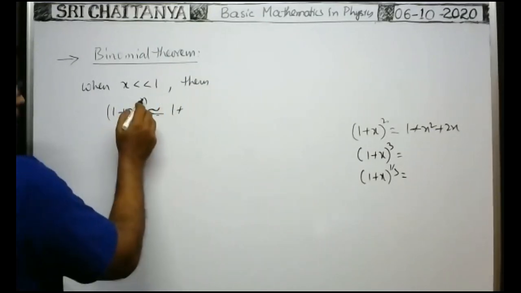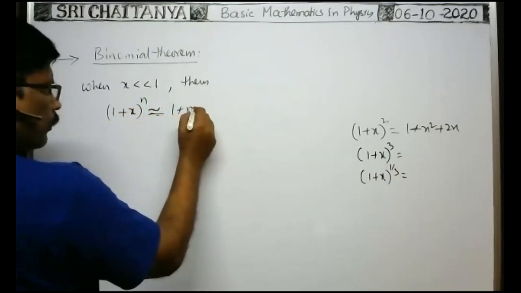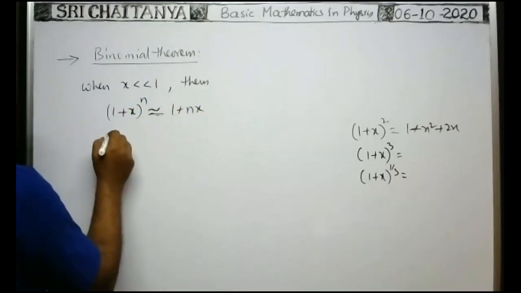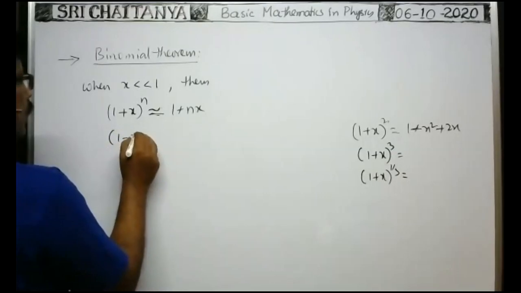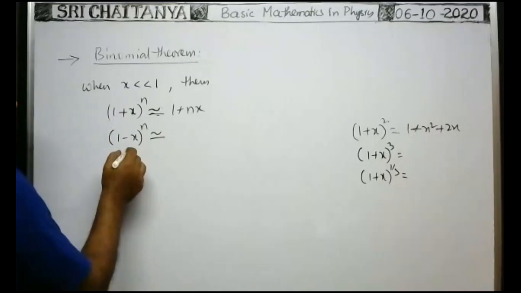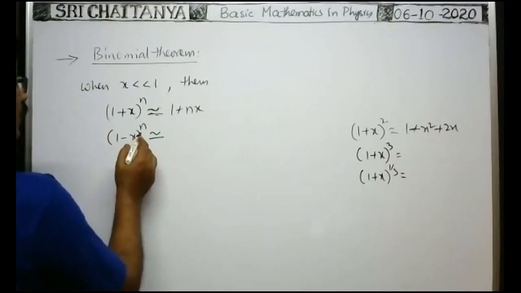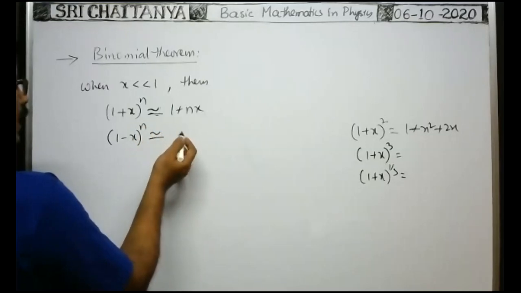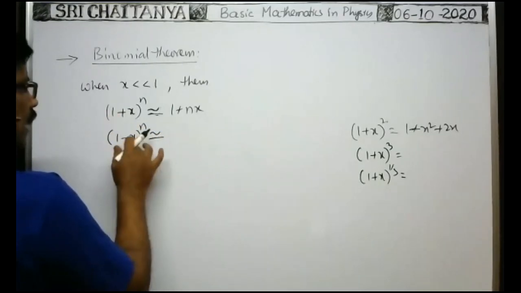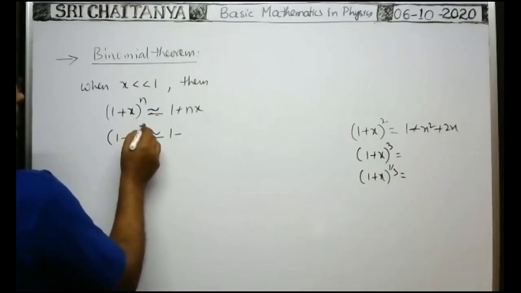So 1 plus x whole power of n is nearly equal to 1 plus, we have to multiply this x with the power, so n into x. Similarly, 1 minus x whole power of n is nearly equal to, in all these functions x value is very small compared with 1. Suppose x value is 0.001, that is very small compared with 1. In such case, we can write like this: 1 minus, here we have to multiply x with power n.